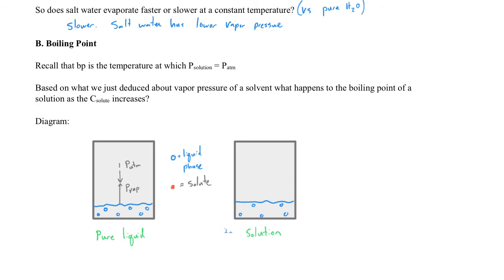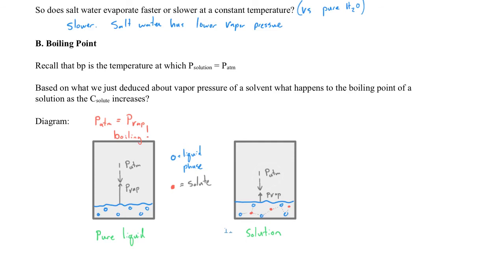That's because supposedly I'm at the boiling point for this liquid. That is, the temperature at which that vapor pressure is the same as the atmospheric pressure. Now what do we know about the change in the vapor pressure when there's a solute in a solution? Well, that's right, when we have a solute dissolved in a solution, we decrease the vapor pressure. Here's what that looks like.